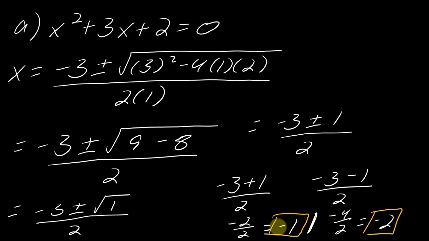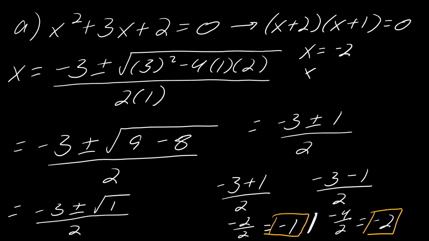Here's the thing. Was this actually the best way to solve this quadratic? No, this was honestly probably the worst way to solve this quadratic because this 100% factors, right? So I could have factored this: x plus 2, x plus 1 equals 0, and then I would just have x equals -2 and x equals -1.